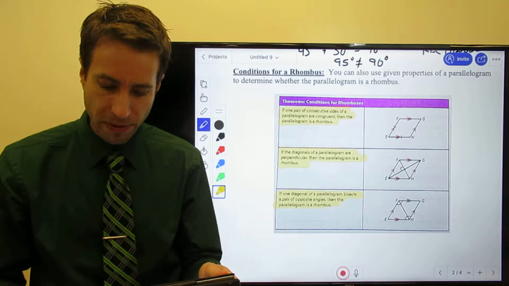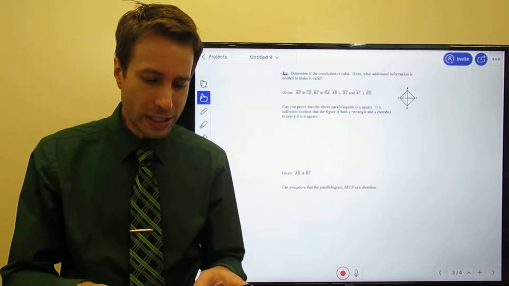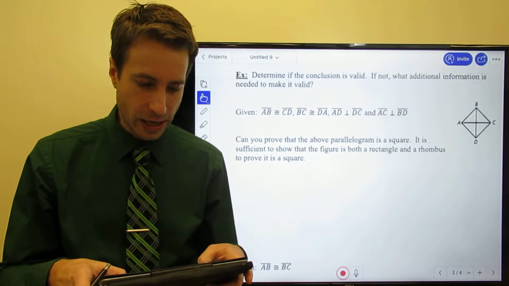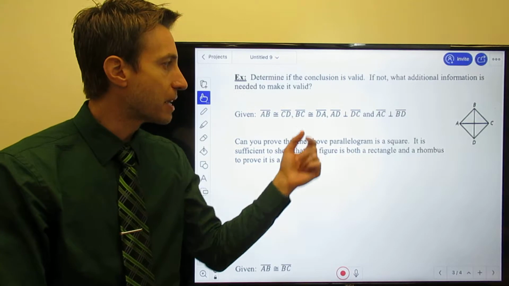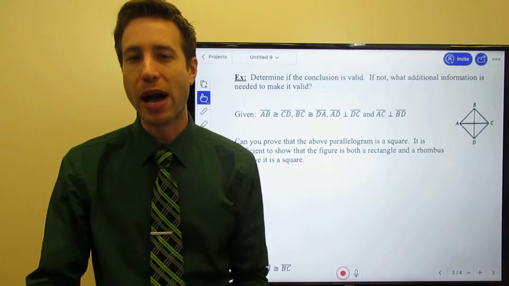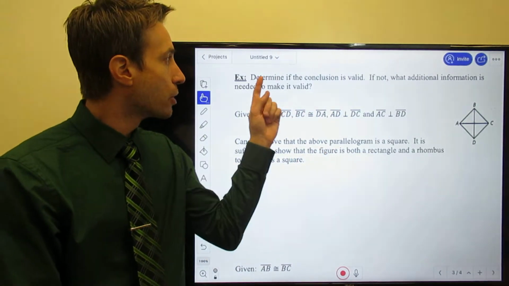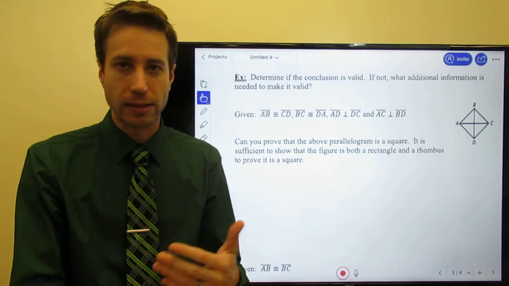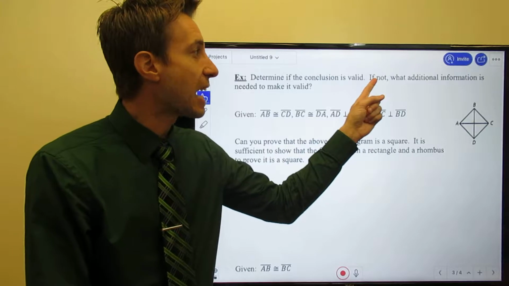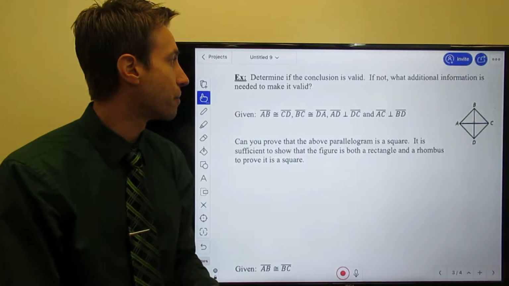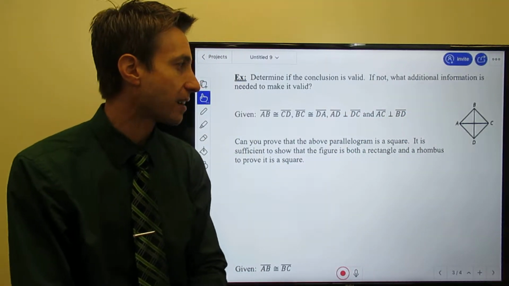So let's take a look at a couple of example problems, which I've got for you right here. So what I've done is I have given you a figure. I've given you some information about the figure. Let's go ahead and see what we can do. I want you to determine if the conclusion is valid. So say, is it true or is it not true? If it is not true, I'd like to know what additional information is needed to make it valid.